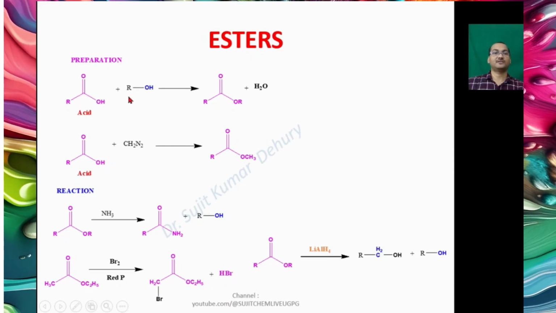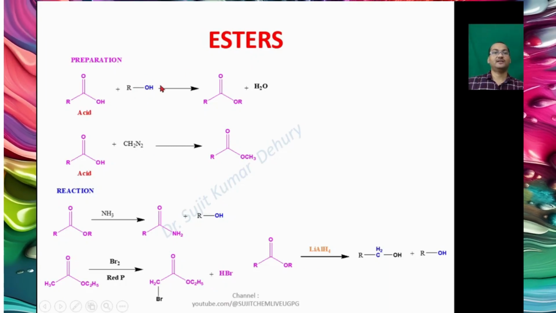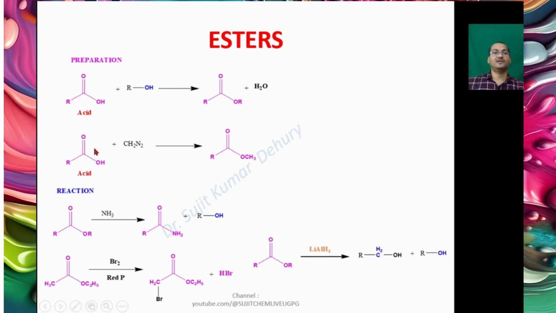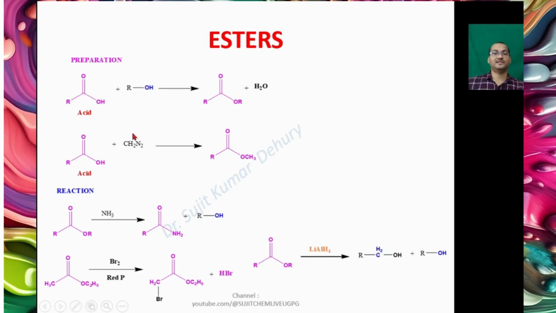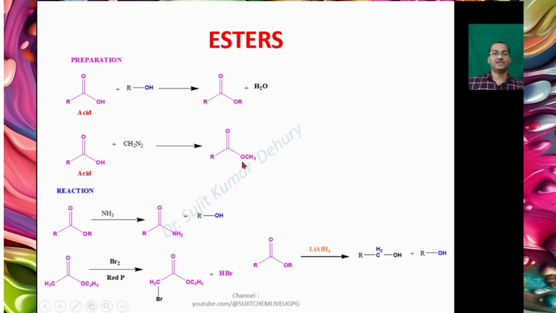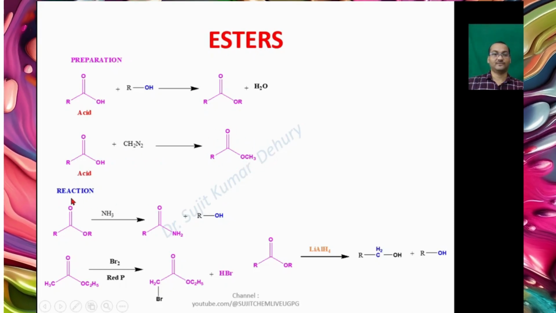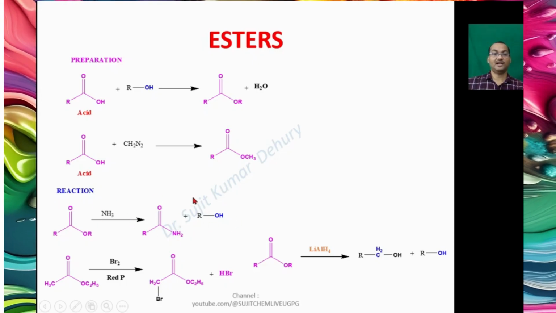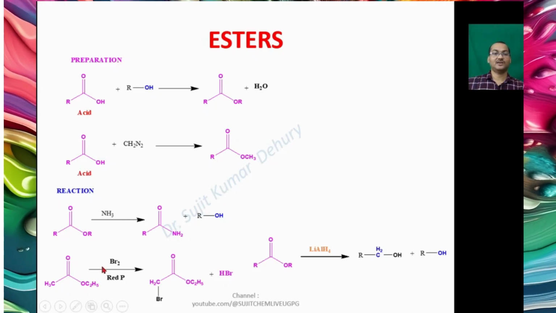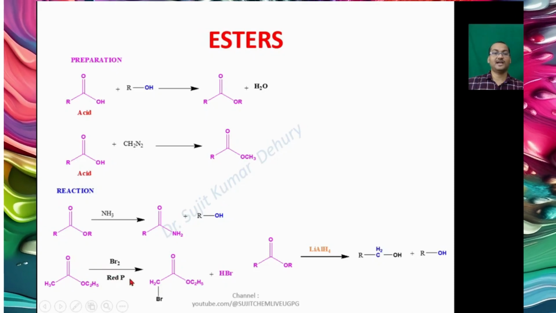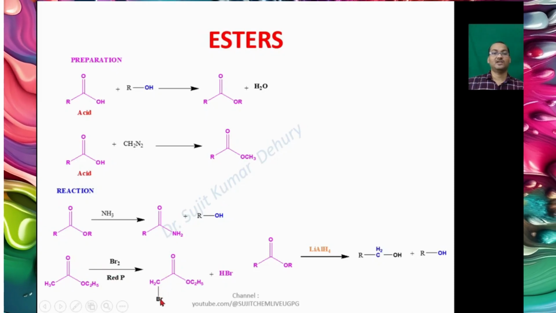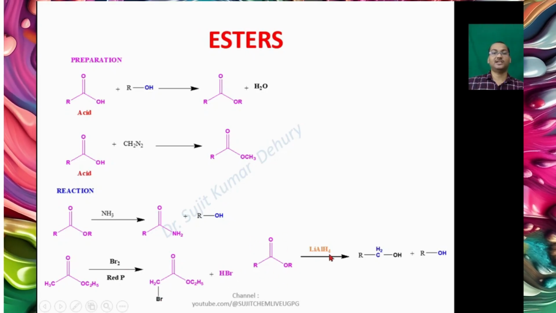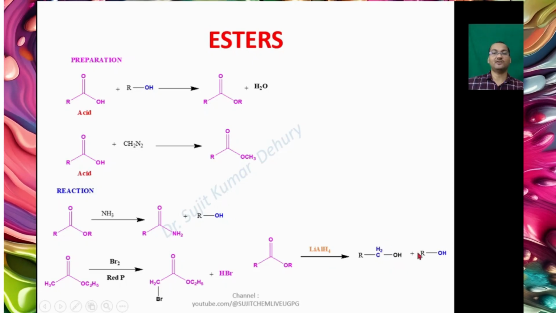The next is esters. So acid reacts with ROH, alcohol, giving rise to ester. Then acid also reacts with diazomethane, CH2N2, giving rise to ester. Then reactions: ester reacts with ammonia, giving rise to amide and alcohol. Similarly, ester can react with bromine and red phosphorus, and you can get the bromo derivative. Similarly, esters can be reduced with lithium aluminum hydride, giving rise to alcohol.